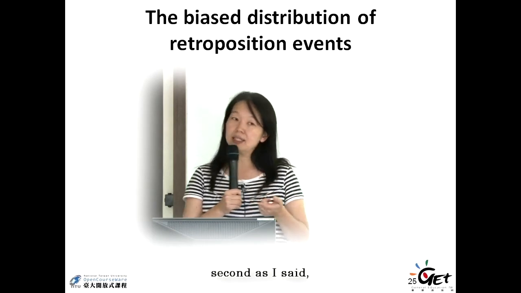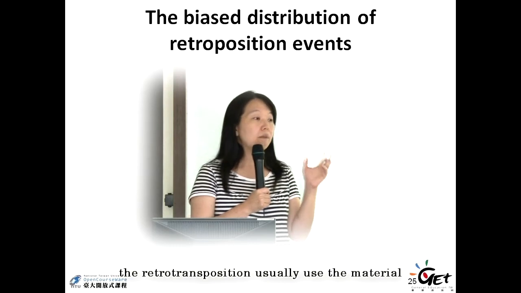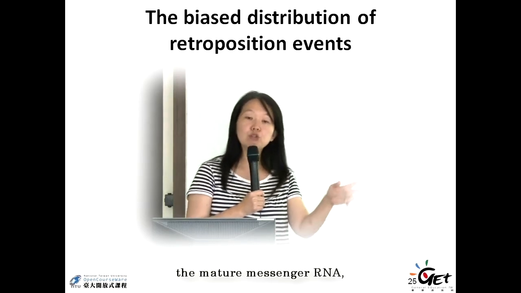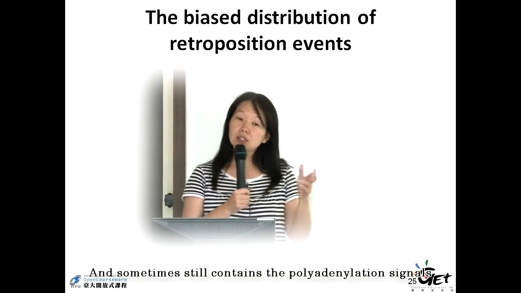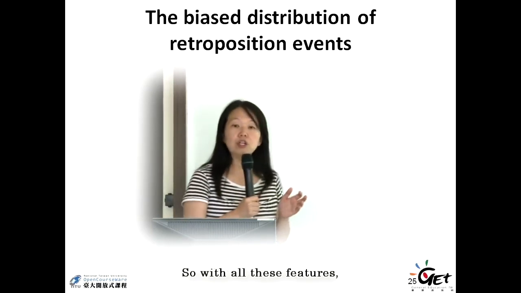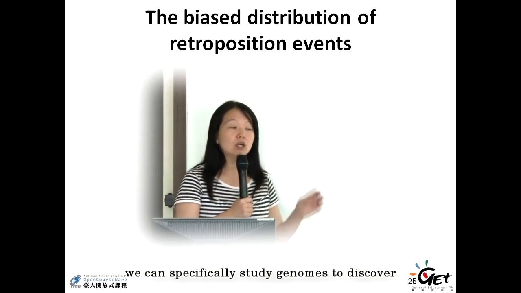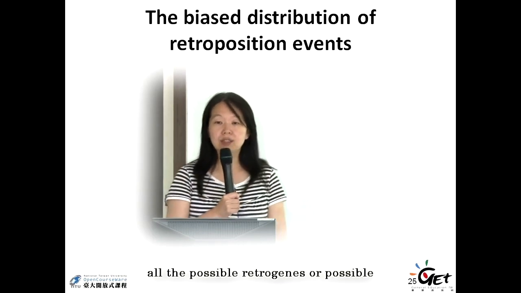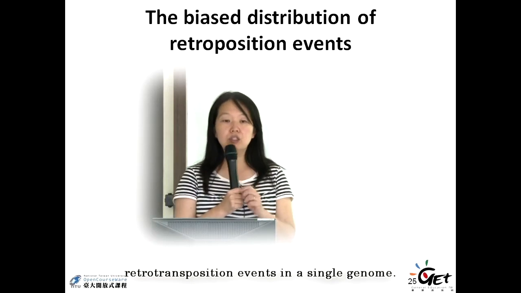Second, as I said, retrotransposition usually uses the material of the processed messenger RNA, the matured messenger RNA. So it lost the introns and sometimes still contains the polyadenylation signals. With all these features, we can systematically study the genome to discover all the possible retrogenes or possible retrotransposition events in a single genome.